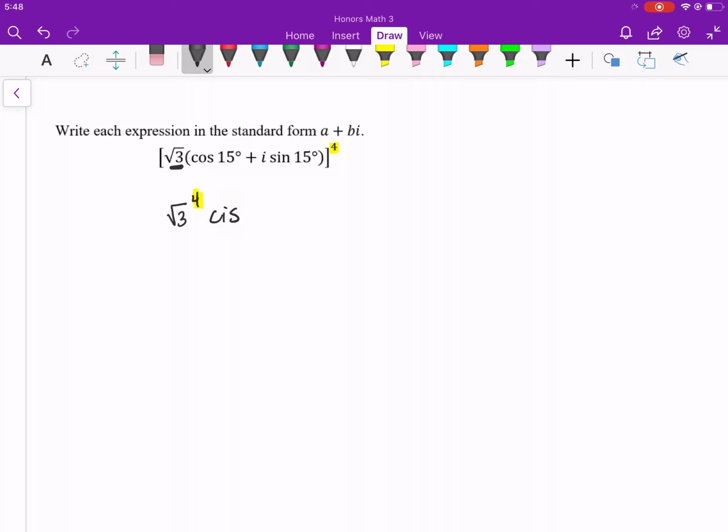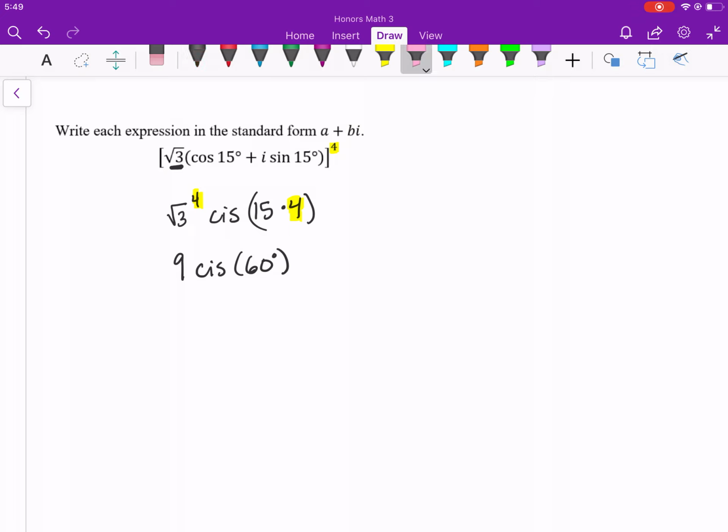And then I'm going to do shorthand, so shorthanding it. And I'll do 15 multiplied by whatever the power is. So we will get, well, square root of 3 to the 4th is the same thing as 9. Cis 60 degrees.